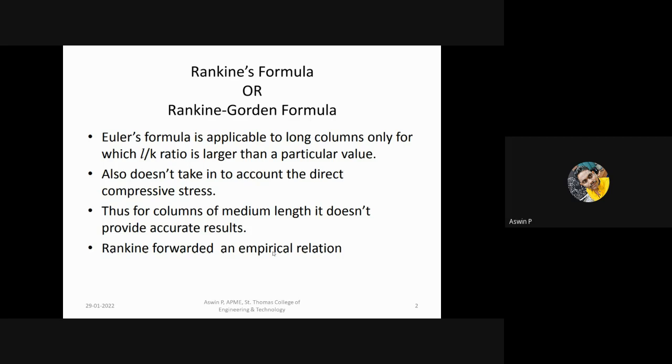Direct compressive stress into account. Next point.